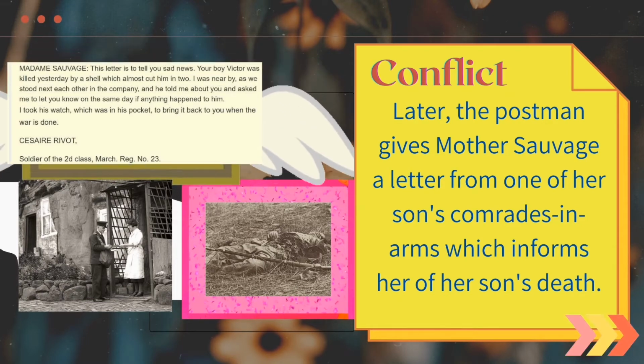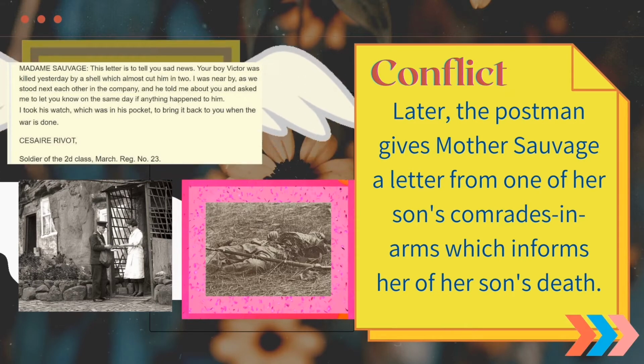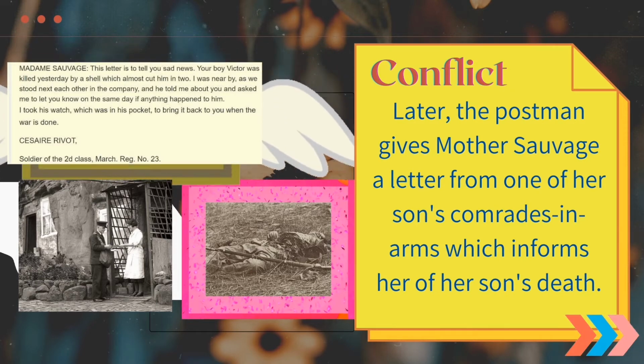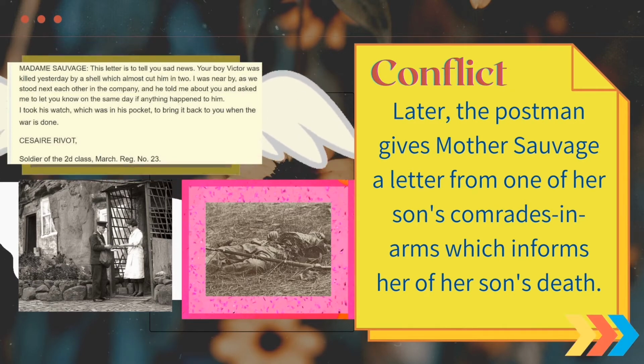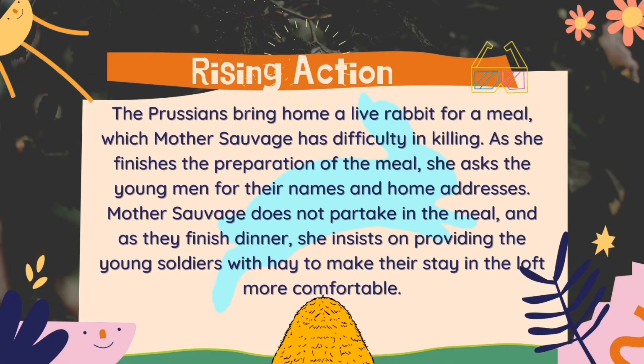Later, the postman gives Mother Sauvage a letter from one of her son's comrades in arms, which informs her of her son's death. The rising action of the story starts when the Prussians bring home a live rabbit for a meal, which Mother Sauvage has difficulty killing. As she finishes the preparation of the meal, she asks the young men for their names and home addresses. Mother Sauvage does not partake in the meal.